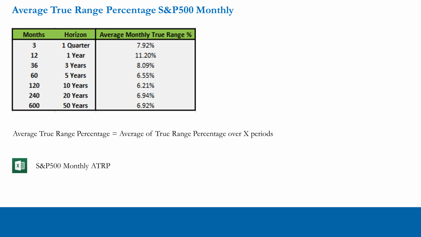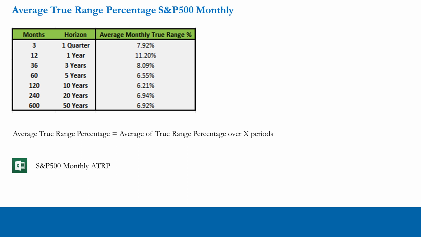One of which was the S&P 500 monthly average true range percent. And when we went through the method and calculated the ATRP using monthly data for the S&P 500, what we realized was that the volatility on a monthly basis for the S&P 500 is pretty low. Okay. So again, we're assessing risk and opportunities here.